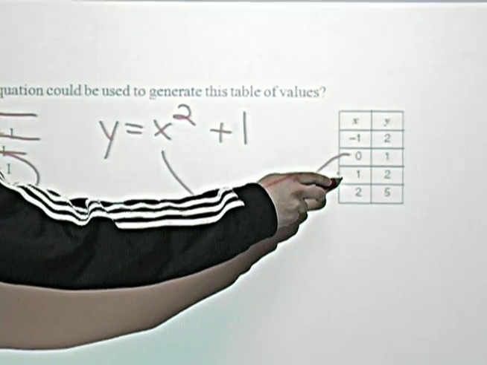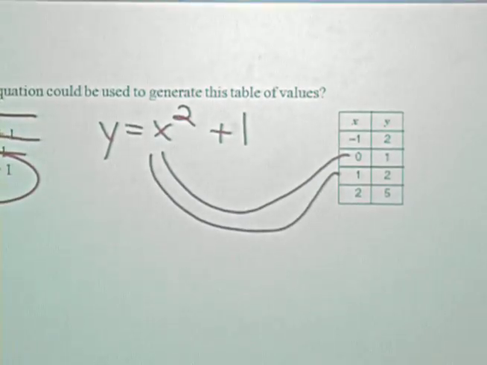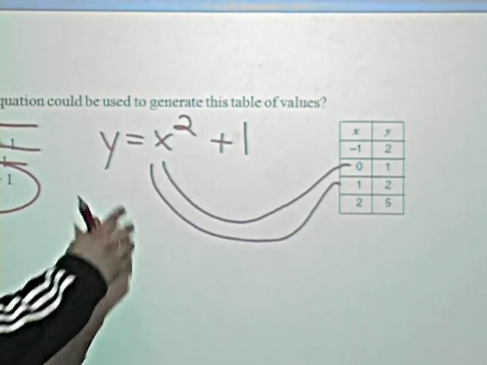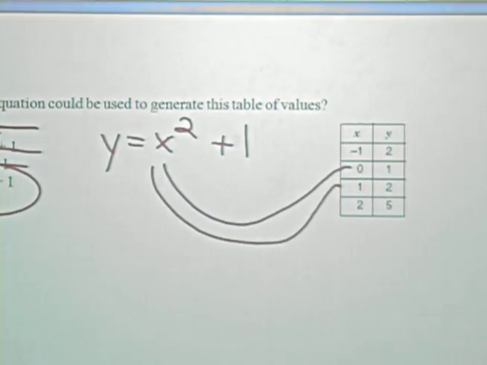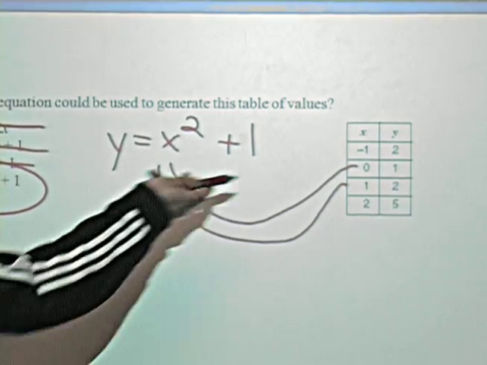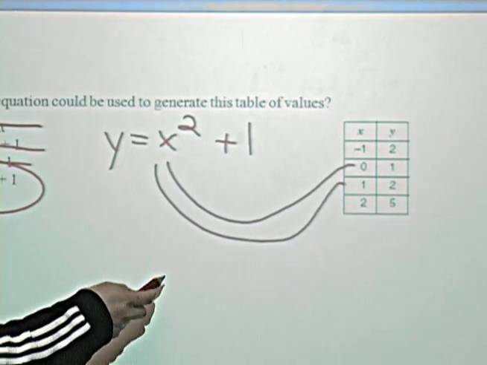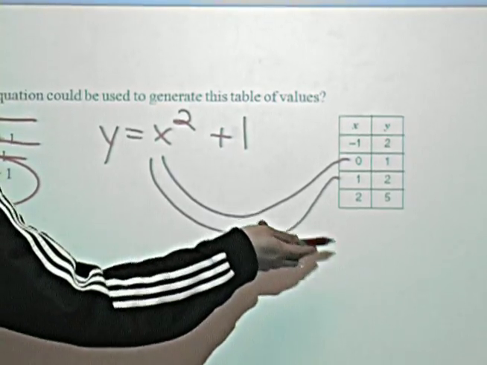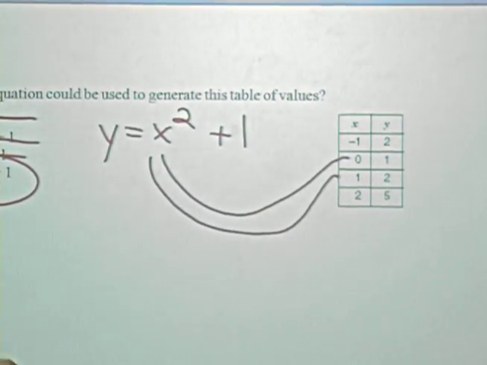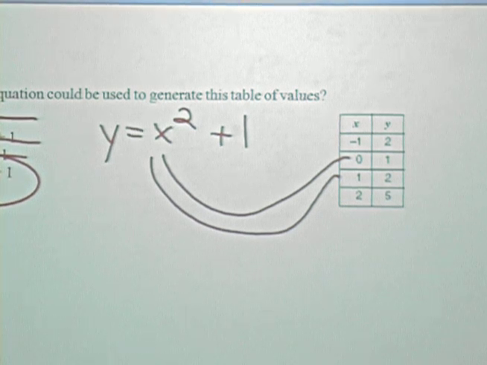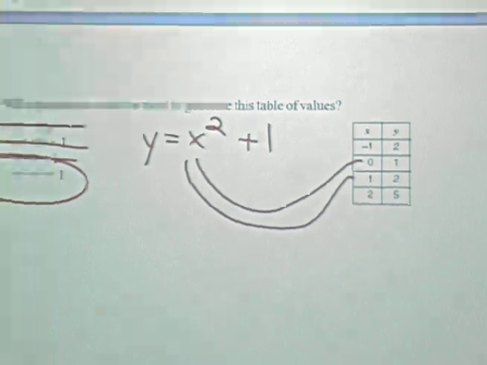And then I would work the 1 into the x, and 1 squared gives me 1. 1 plus 1 gives me an answer of 2, so it checks. And then I'd put 2 in, and 2 squared is 4. And 4 plus 1 gives me a 5. So once again, just working it out by hand, I can also see that the plug and chug method works, and answer choice D is the only answer that works here. Thank you.